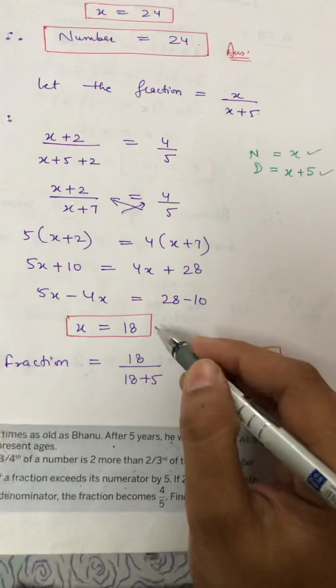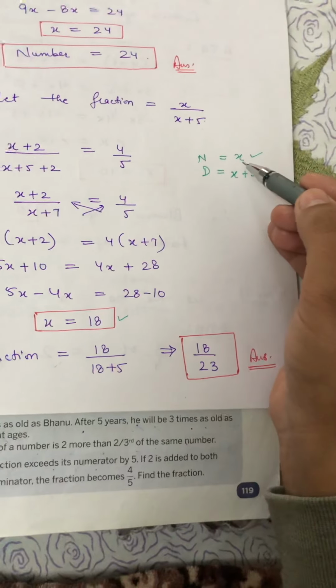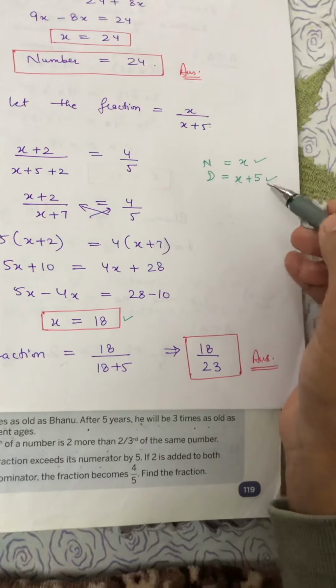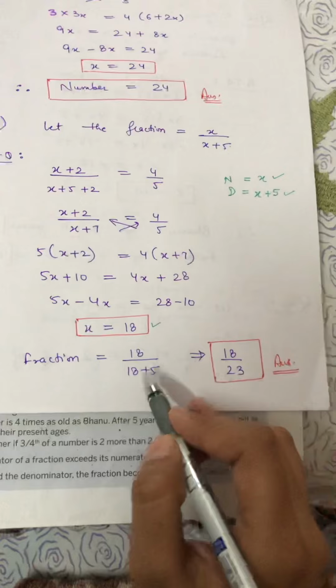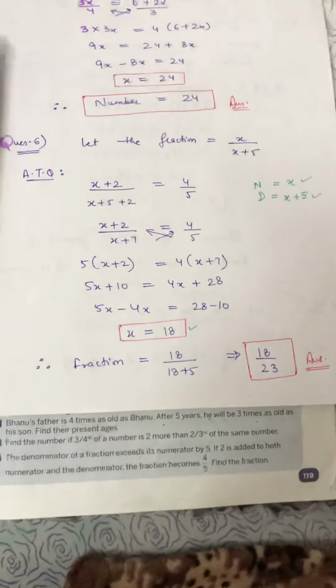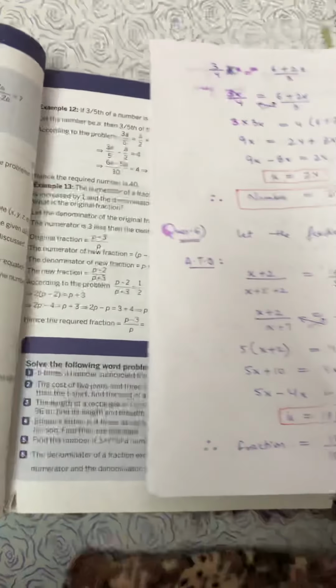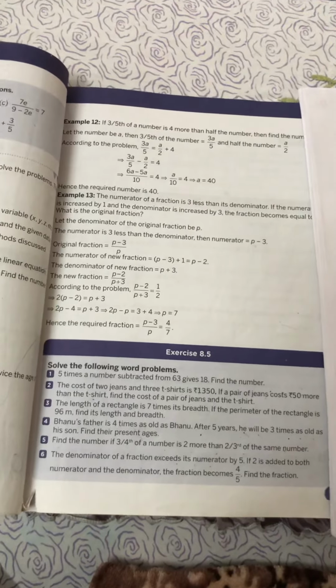So x is equal to 18. So numerator will be 18, denominator will be 18 plus 5, that is 23. So the fraction is 18 upon 18 plus 5, that is 18 upon 23. This will be your answer. Got it? So this was your question 6. By this your exercise is complete.